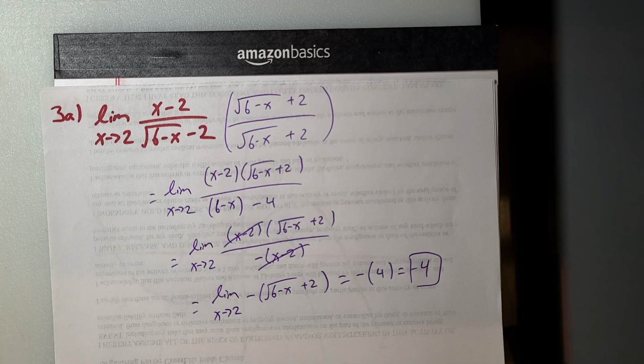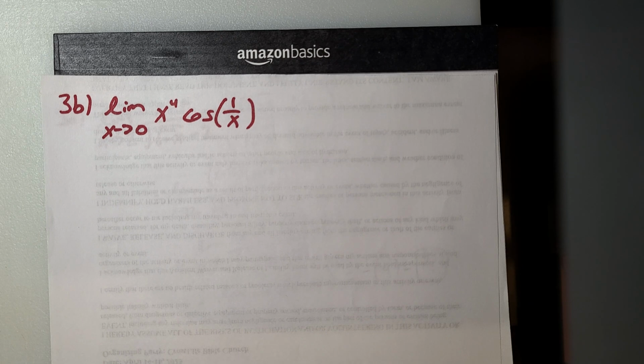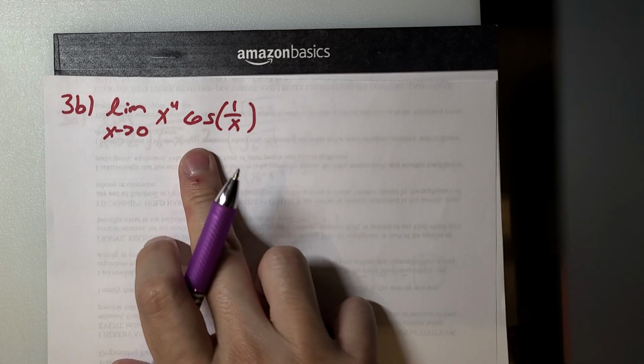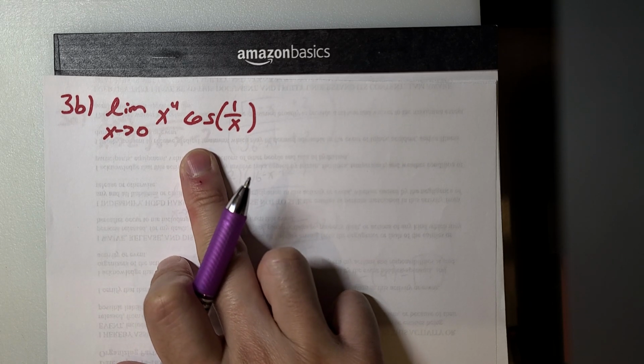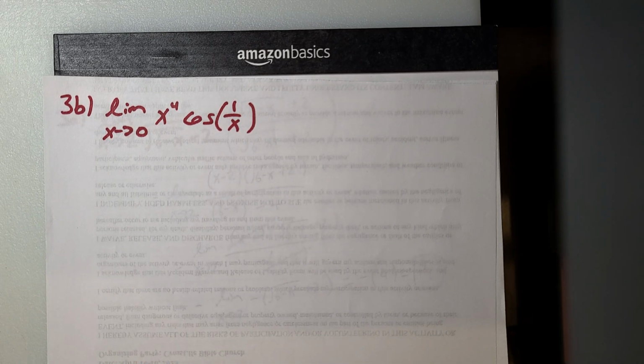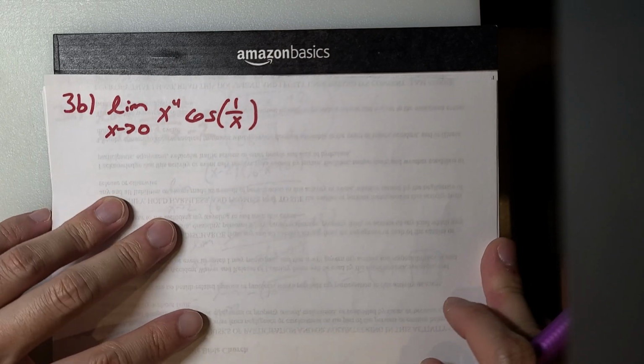Okay, next one. We're asked to find this limit as x goes to 0 of x to the fourth cosine of 1 over x. With the techniques you've learned in this class so far, you have no way to solve this except one particular theorem, which is the squeeze theorem. So how do we use the squeeze theorem?